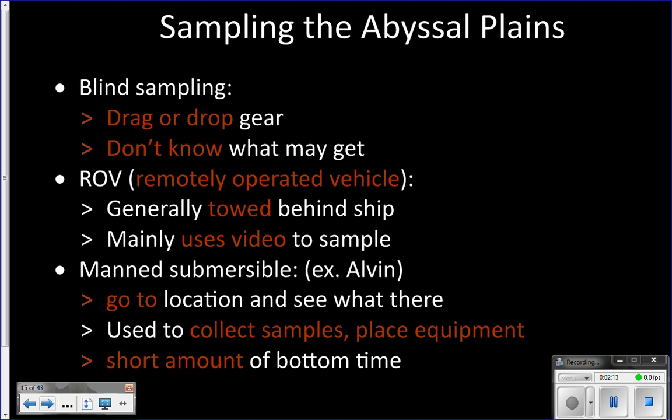You can also use an ROV. The ROV is a remotely operated vehicle, so those are like the little robots that are attached to the boat, and then you've got an operator on the boat that's maneuvering that little robot. The main kind of sampling that they do is with video. So ROVs are mostly just going to take pictures and videos, and then we'll see what's going on.